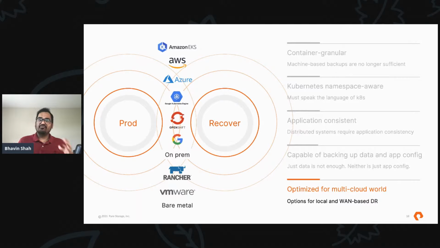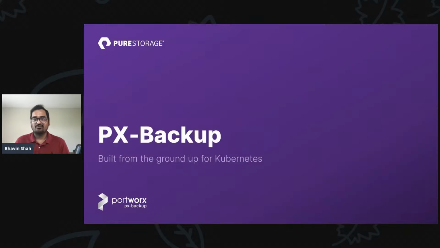So as long as you remember these 5 things, you should be able to pick out a good solution that will help you protect your container-based application. So as the second half of this presentation, let's just talk about one such solution that checks all of these 5 boxes. pxBackup from Portworx is built for containers and Kubernetes, and it helps you take an application consistent and end-to-end application snapshot, which can be stored in any S3 compliant object store.